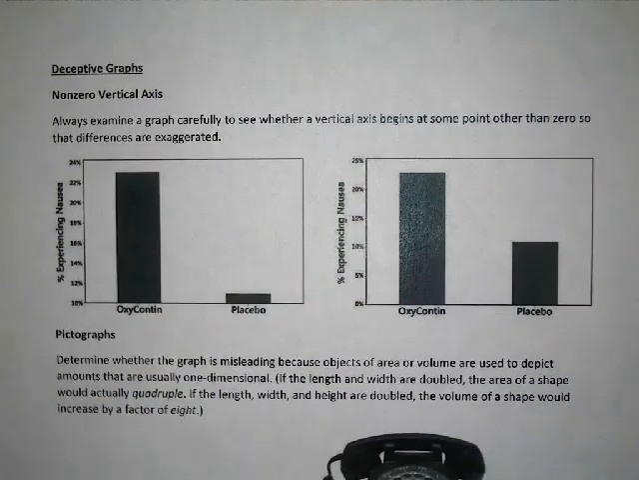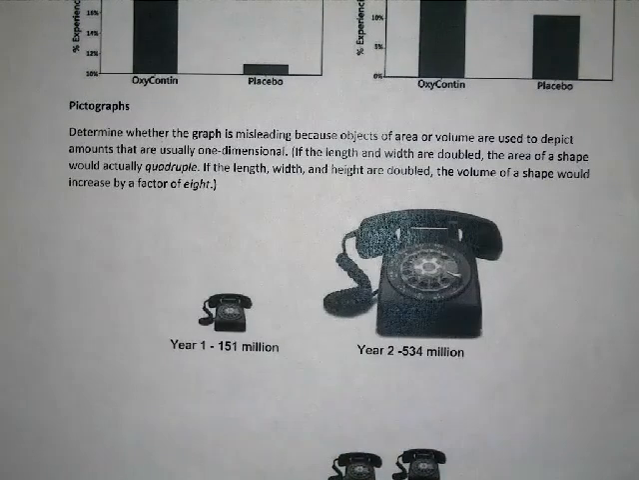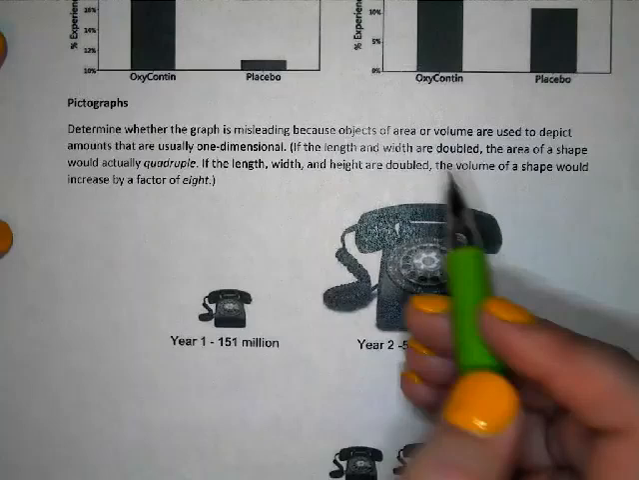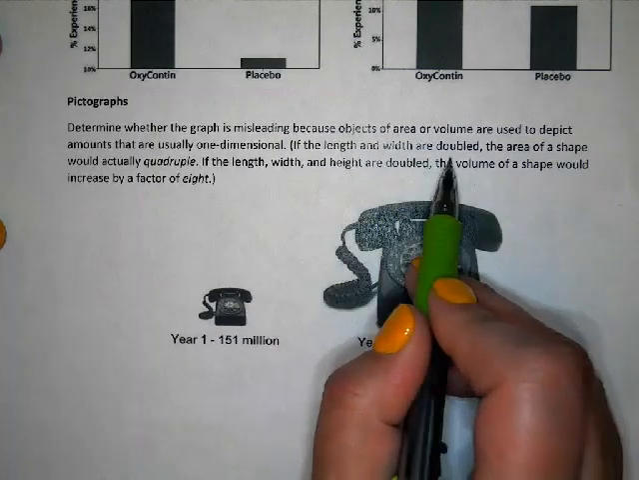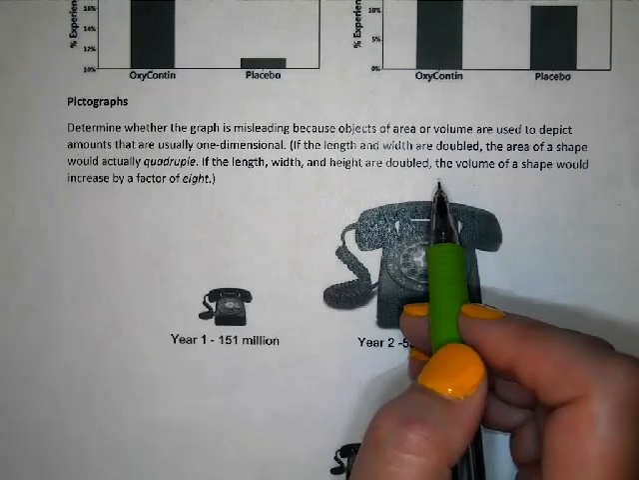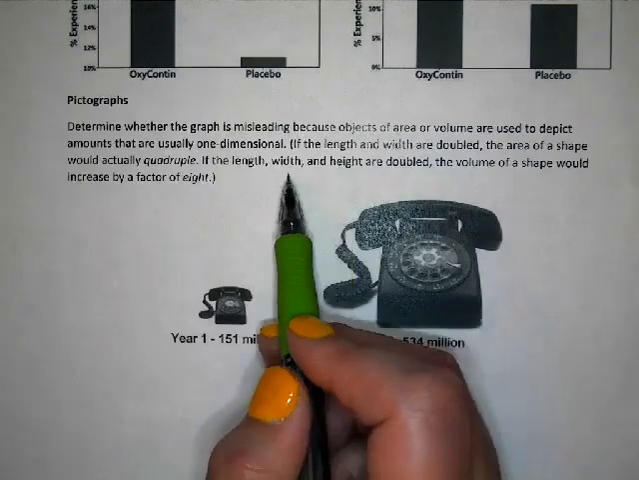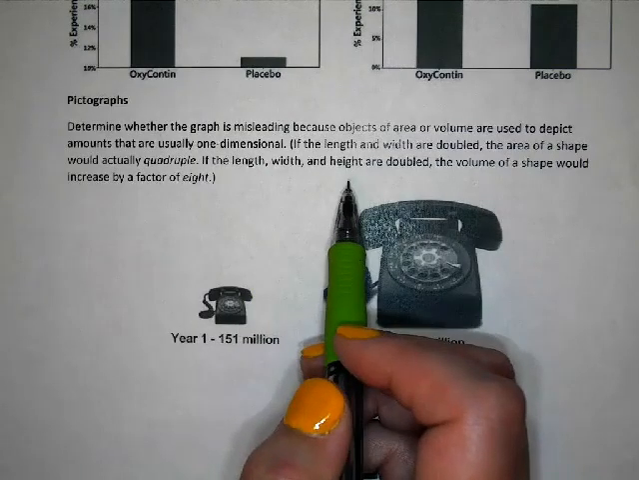The second is in pictographs. Pictographs can make something look misleading because they're taking an object that's usually one-dimensional and relating it to a picture that has an area or has a volume or something. And that can be misleading because if you have length and width being doubled, your area actually quadruples in size instead of just doubling in size. If you have length, width, and height, and you're talking about a volume, and those measurements double, then the volume of the shape actually increases by a factor of 8.